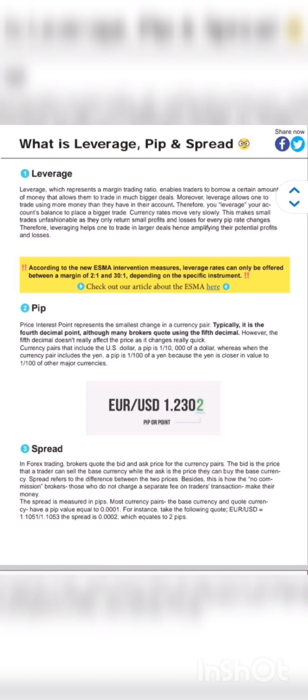Leverage starts from 1 to 25, depending. That's the lowest I know. So that's how leverage works, guys. You are able to buy larger, but therefore increasing your risks. You get me, guys?